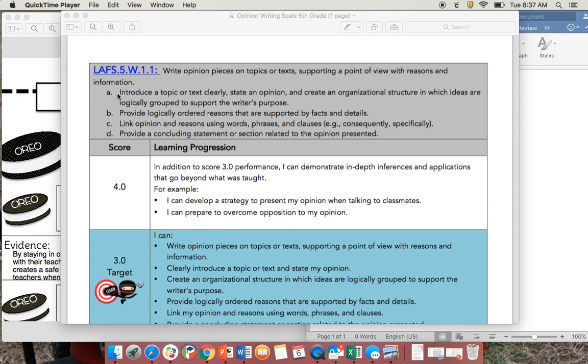There are 4 different parts to our learning goal. We need to introduce a topic or text clearly, state our opinion, and create an organizational structure in which ideas are logically grouped to support the writer's purpose. We are going to be doing that today. We are going to be introducing our topic, stating our opinion, and providing all of the reasons and support in a logical order. So we're going to be hitting A and B today. C and D will come later on this week, but A and B will be in today's lesson.